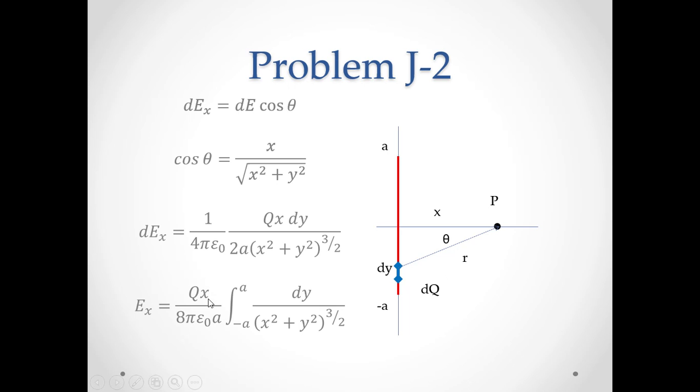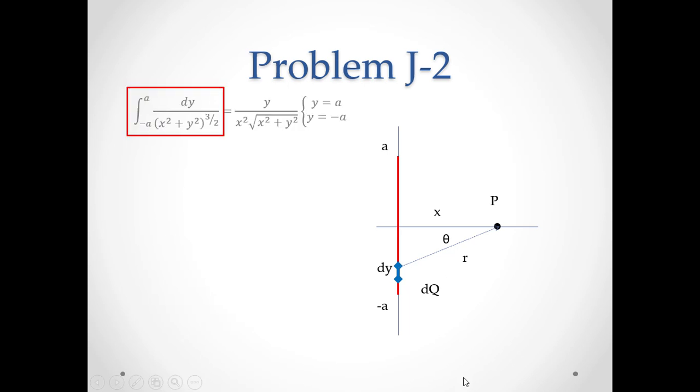So I need to take the integral of this thing. And that's not necessarily an easy one to take. If you actually look this one up, you get something that looks like this: y over x squared times the square root of x squared plus y squared. And so if we actually work out what that looks like, it should be a minus negative a. And so you end up with 2a over x squared times the square root of x squared plus a squared. Now, the way I actually did this is I went and looked it up in an integral table.